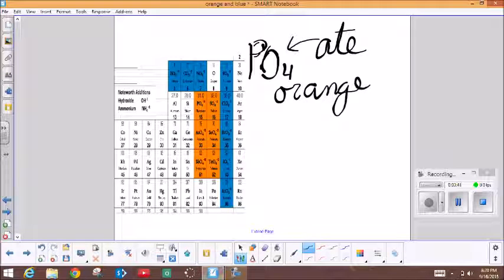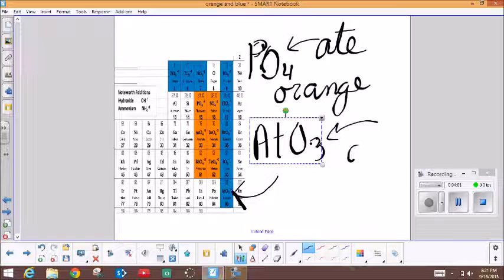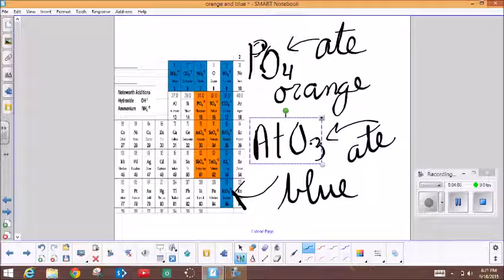Now, if you look carefully at the blue ones, all of the blue ones say, for example, this one here is ATO3. Now, we haven't talked about the charges yet, but we'll get to those in just a second. And all of the blue ones have 3 oxygens when they say ate. So the blue ones all have 3 oxygens when they say ate, and the orange ones all have 4 oxygens when they say ate.